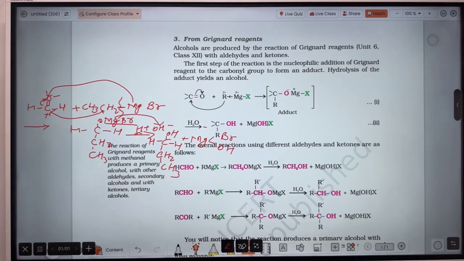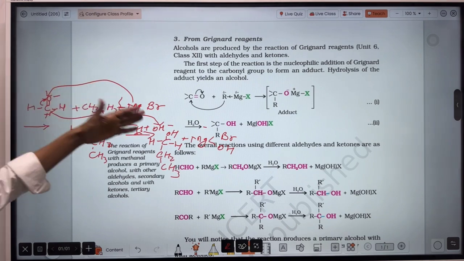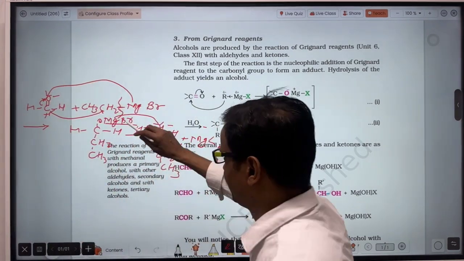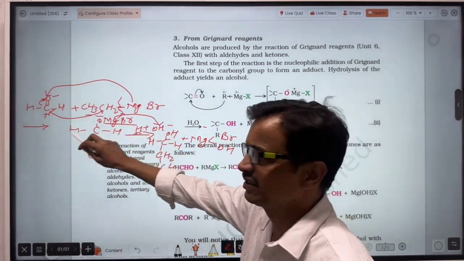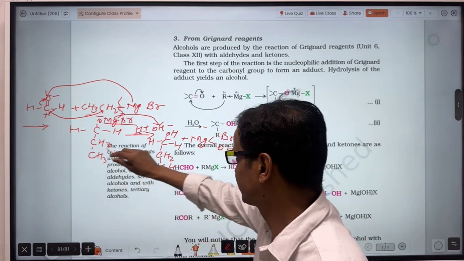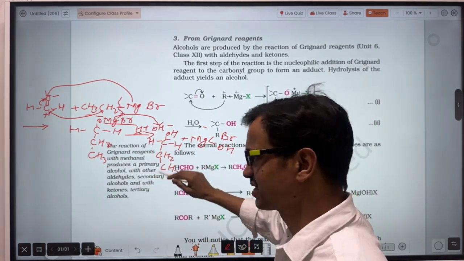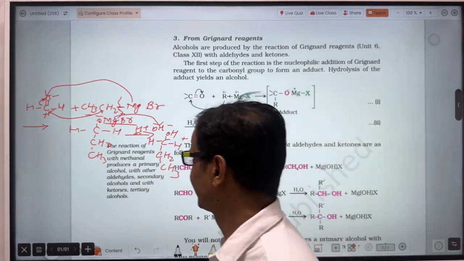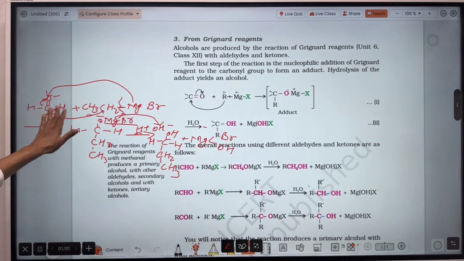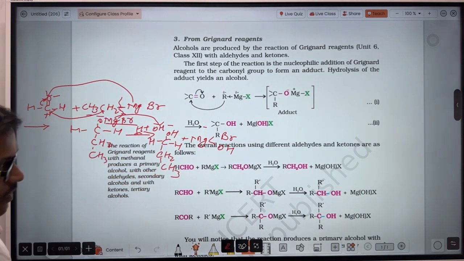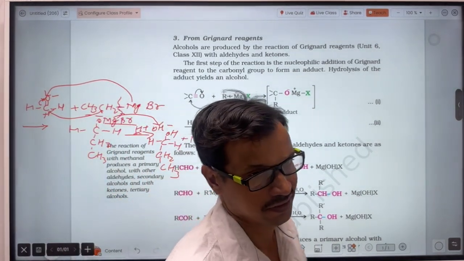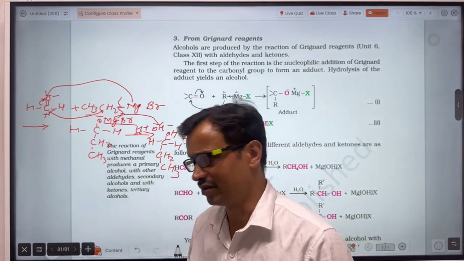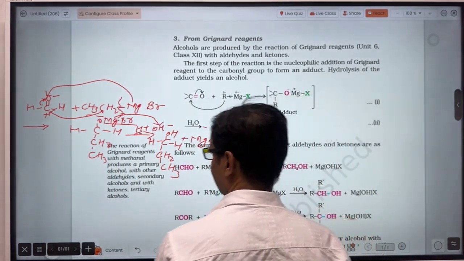So when you have taken methanol, there is formation of this compound. The length of the carbon chain increases, as the alkyl carbon atom gets added. If you take methanol, it will give a 1 degree alcohol. In the same way, take another example.